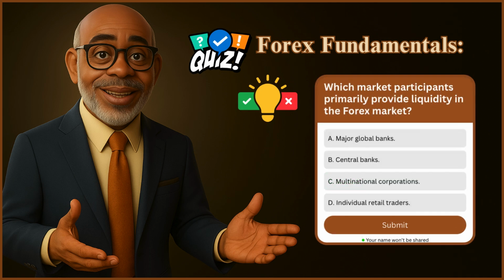Question number 9. Which market participants primarily provide liquidity in the Forex market? Is it A, major global banks, B, central banks, C, multinational corporations, or D, individual retail traders? Take a moment to think it through.